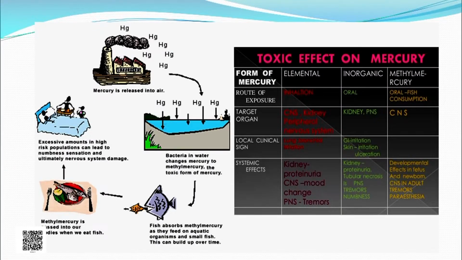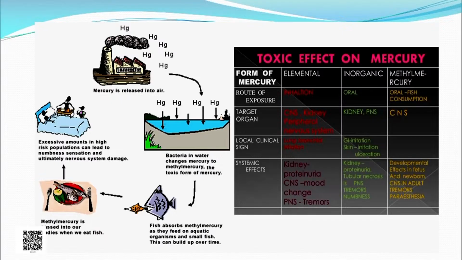So look at the left side. This is a flow chart of how mercury reaches the atmosphere. When fish consume smaller fish and smaller aquatic organisms, they absorb methyl mercury, leading to gradual accumulation in their bodies over time. Now let's see how mercury can affect the human body when humans consume it.